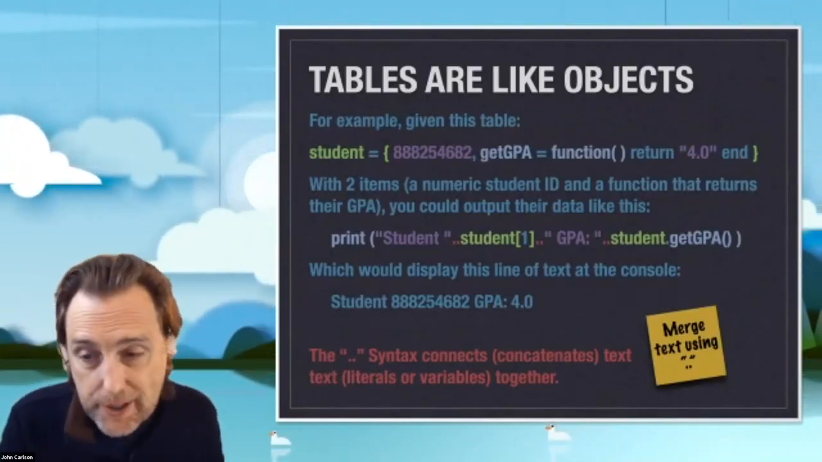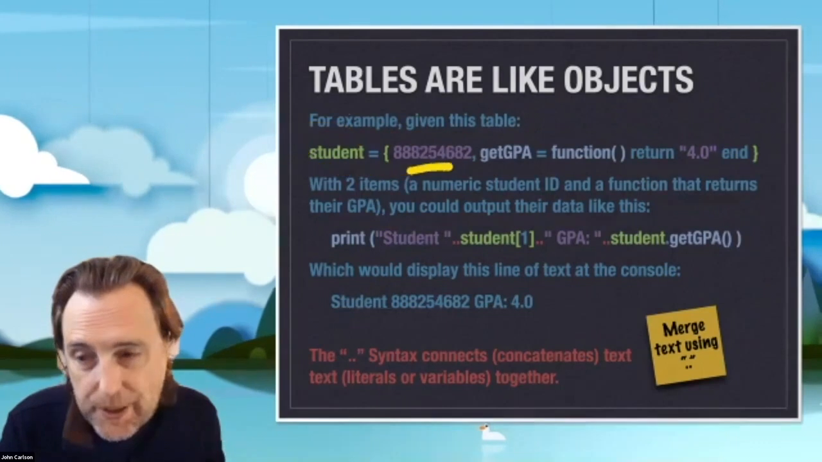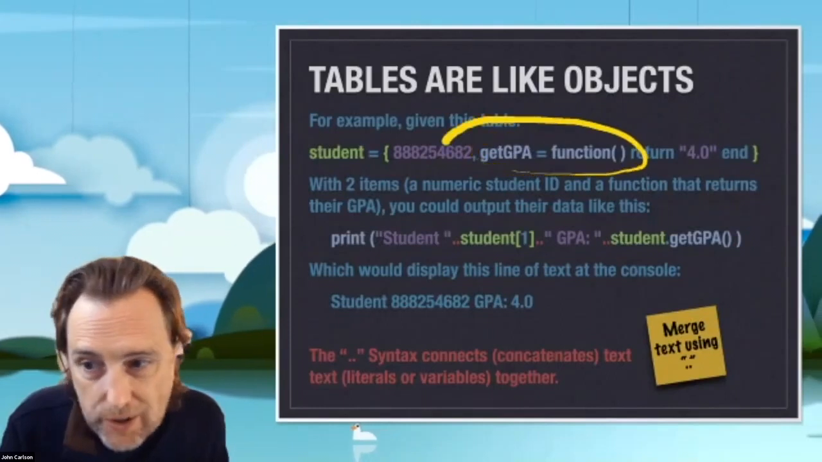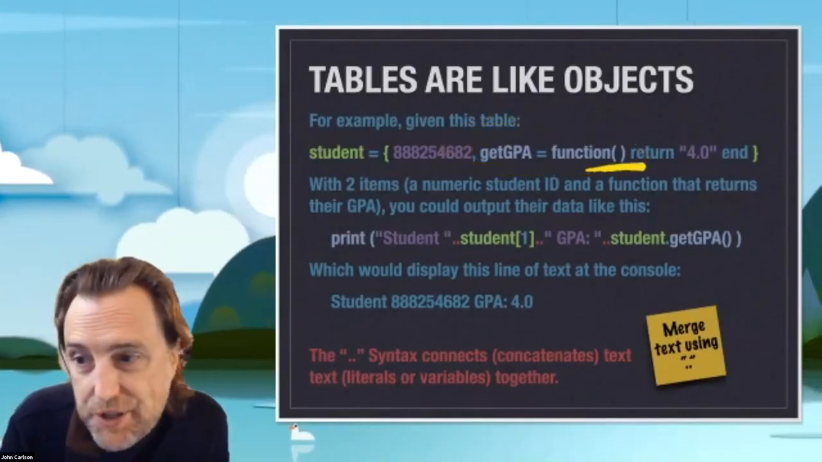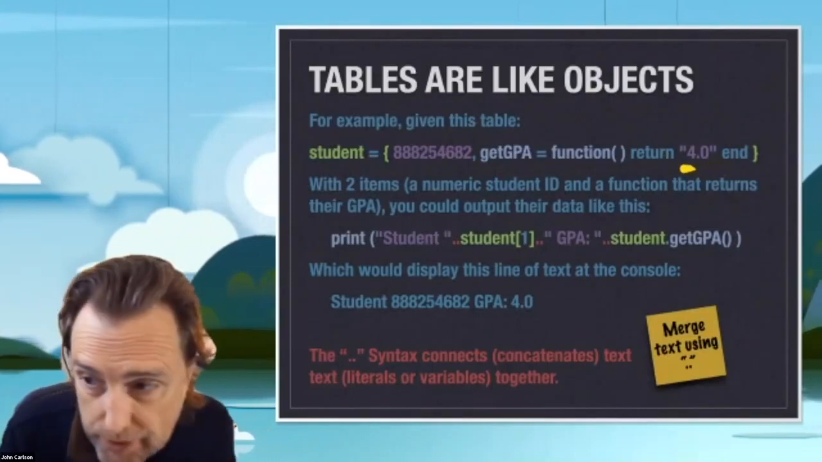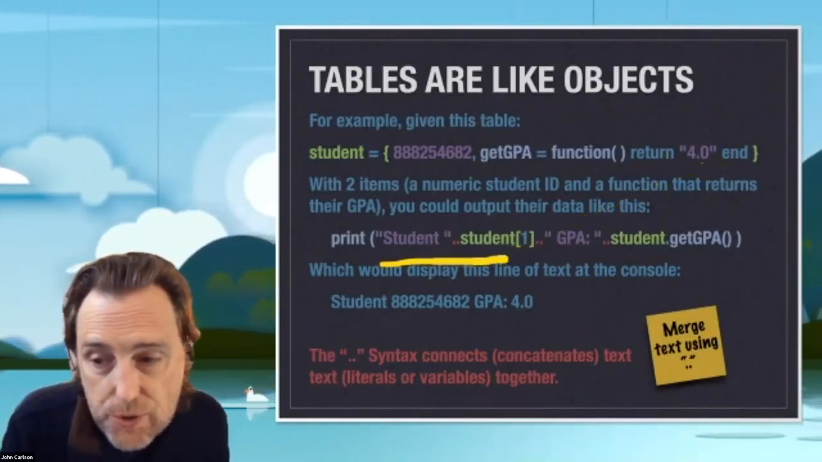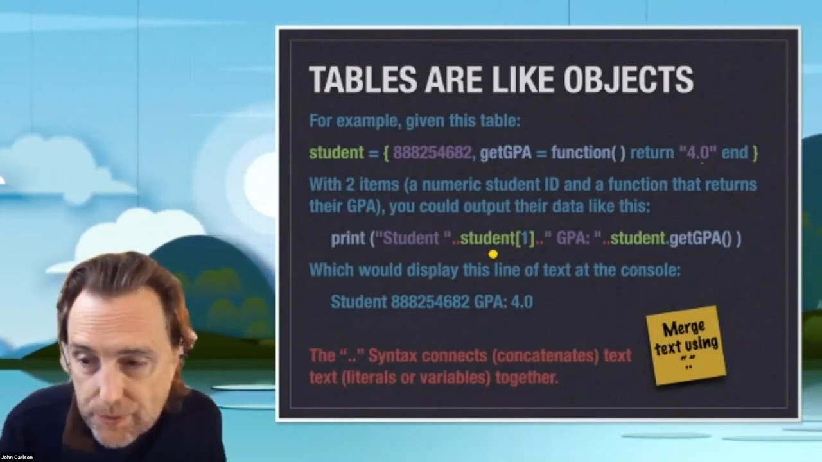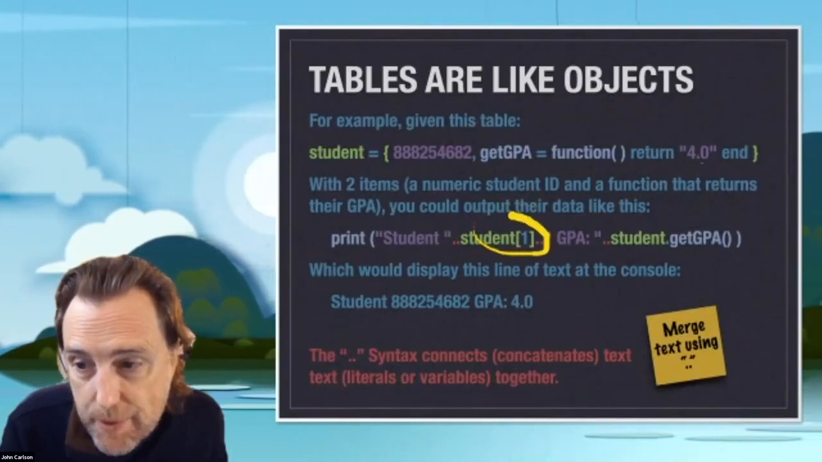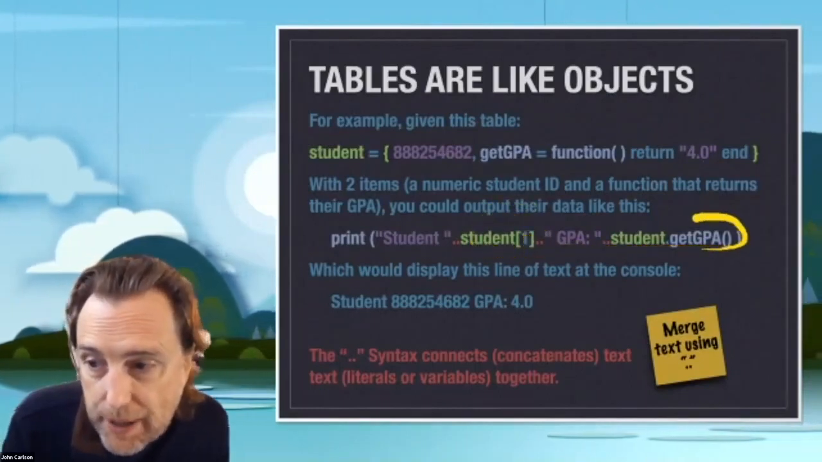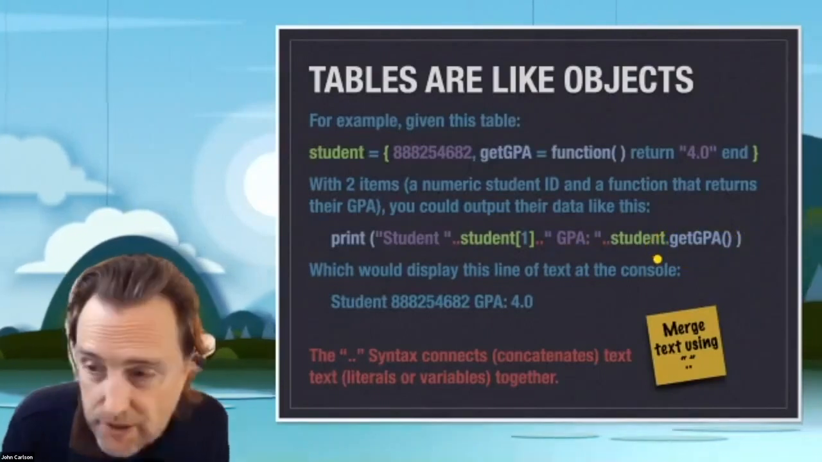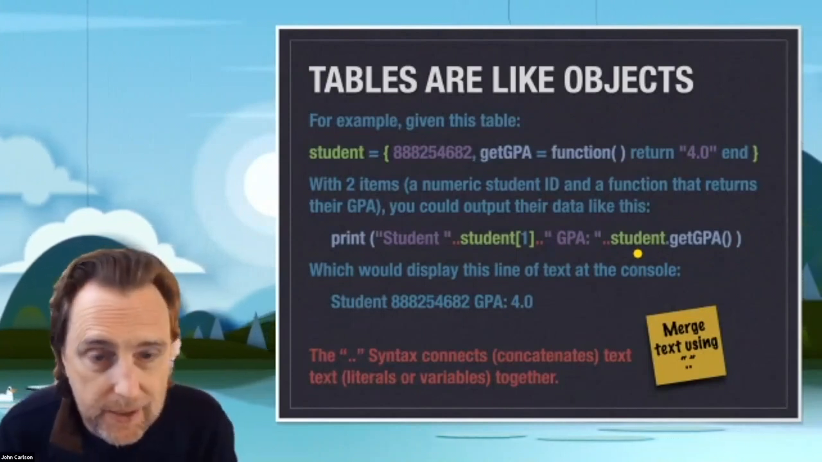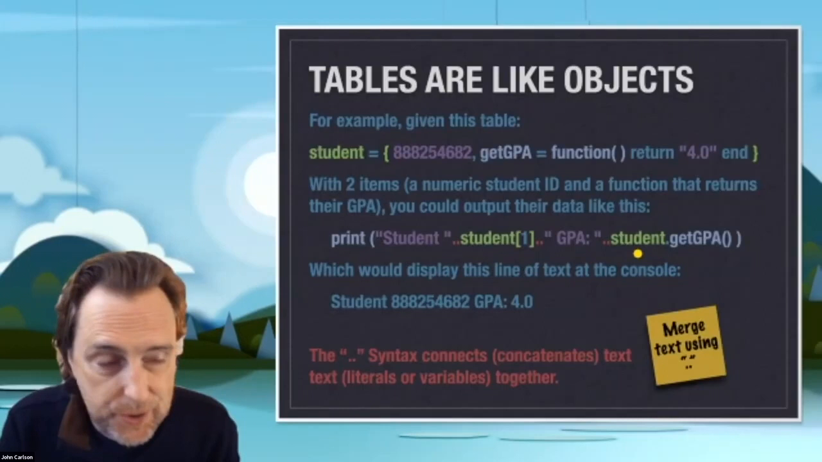And the example here is I'm creating a table called student. I'm putting in an integer number, a student ID number, and then I'm putting in a function that is called getGPA. And getGPA will return, I've hard coded it just to return a 4.0. So I can then use that table in a manner that is very reminiscent of object-oriented programming. I can reach into the table and pull out the student's name, and I can grab their GPA by calling the getGPA function on the student table. So the syntax ends up looking quite a bit like an object-oriented language, even though, strictly speaking, it is not.